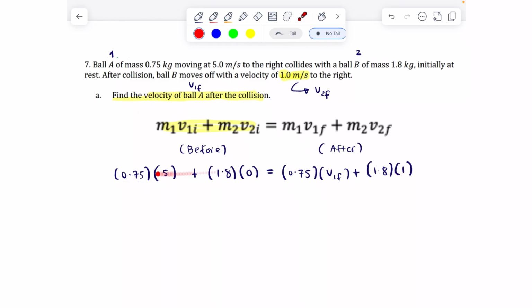And to solve this problem, all you needed to do is plug these values in your calculator with your V1F as your unknown. So we will have V1 final, or the final velocity of ball A in this case, is equal to 2.6 meters per second. And we have solved the problem.